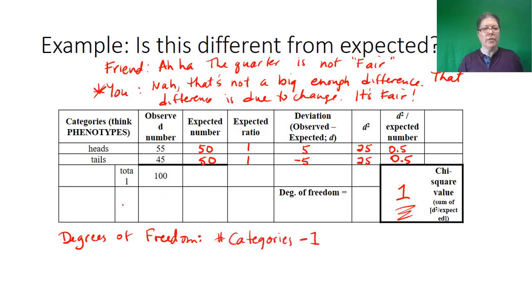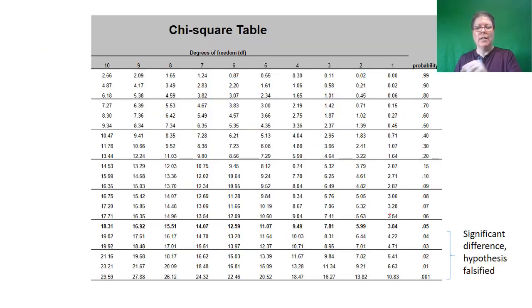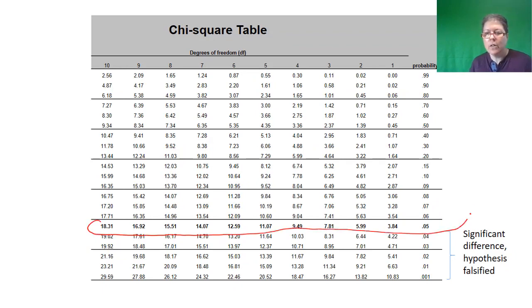Okay, so our degrees of freedom here: number of categories, 1, 2, minus 1, is 1. Degrees of freedom, 1. Now I think my chi-square table's on the next page. It is, yay! Okay, so here we are. It's accepted that this is where we want to look.